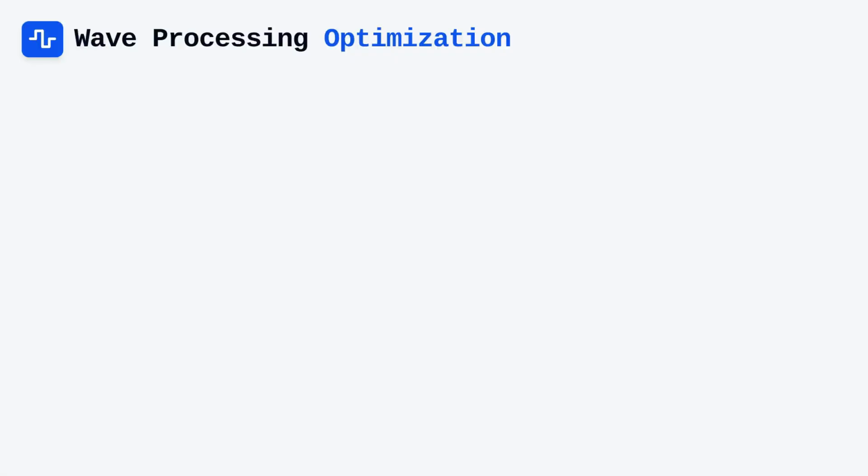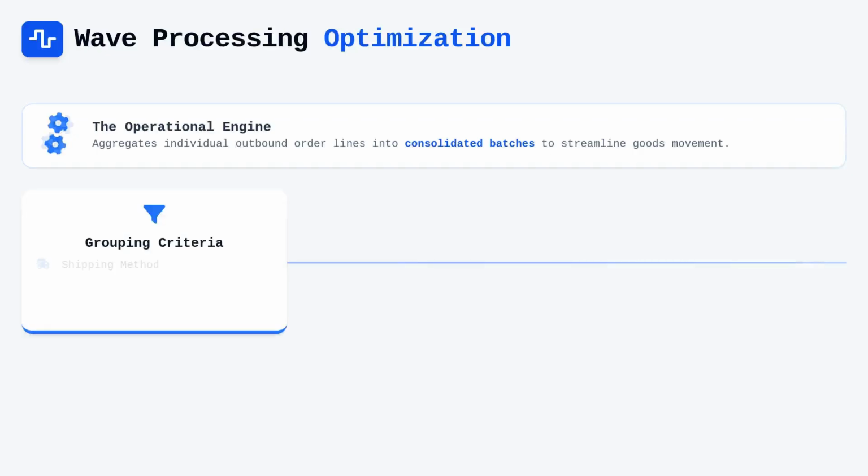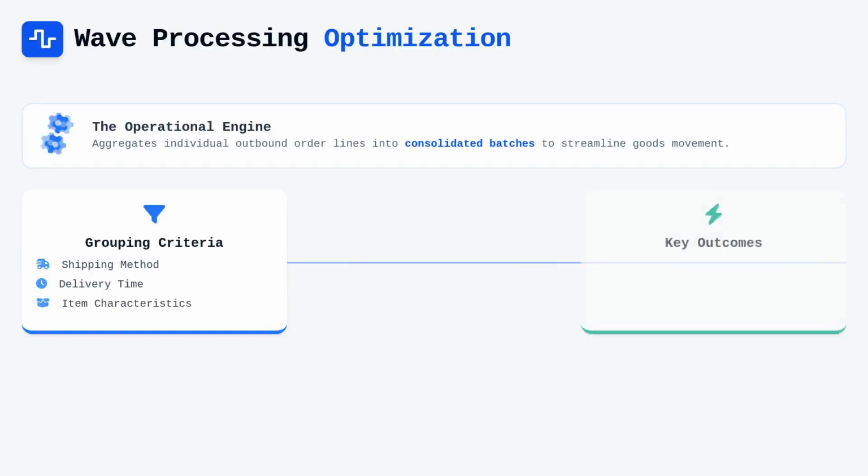Wave processing serves as the engine that aggregates individual outbound order lines into consolidated batches to streamline the movement of goods within your facility. By grouping shipments based on criteria such as shipping method, delivery time, or item characteristics, you significantly reduce the travel time for warehouse operatives and improve overall picking throughput.